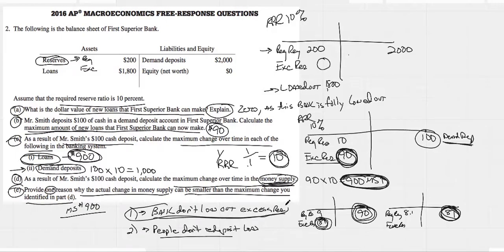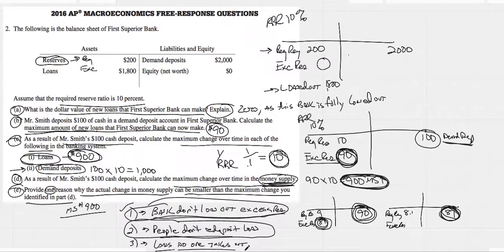So I would use this one first: banks don't loan out all excess reserves. That's pretty straightforward, and that's the answer they're going to be looking for. But this one also works: people don't redeposit loans. A third way that you could think about it, not that we need to or want to, is what if people don't come and take out loans? If no one comes and takes out a loan, then you can't have money expansion at all, right? If no one takes out loans, that can't happen either.